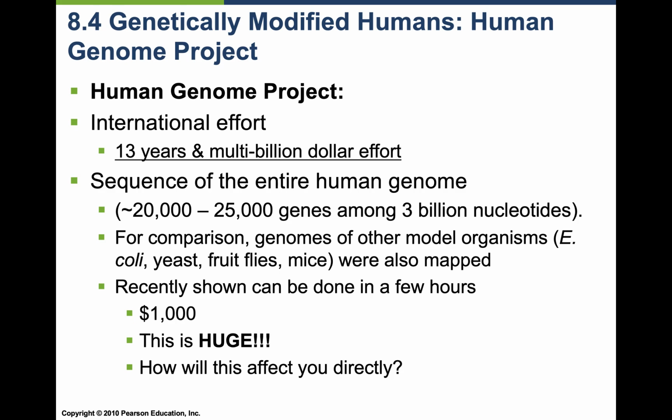And for comparison, genomes of other model organisms like E. coli, yeast, and fruit flies were also mapped at the same time. So this cost billions of dollars. And we've had such crazy, awesome advances in technology recently that we can now sequence the entire human genome in just a few hours for about $1,000. And this is absolutely enormous. A technological advance for medicine and other things.